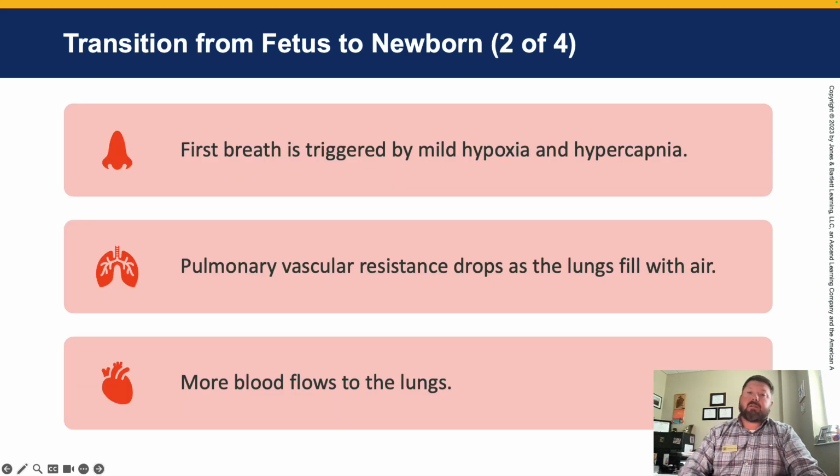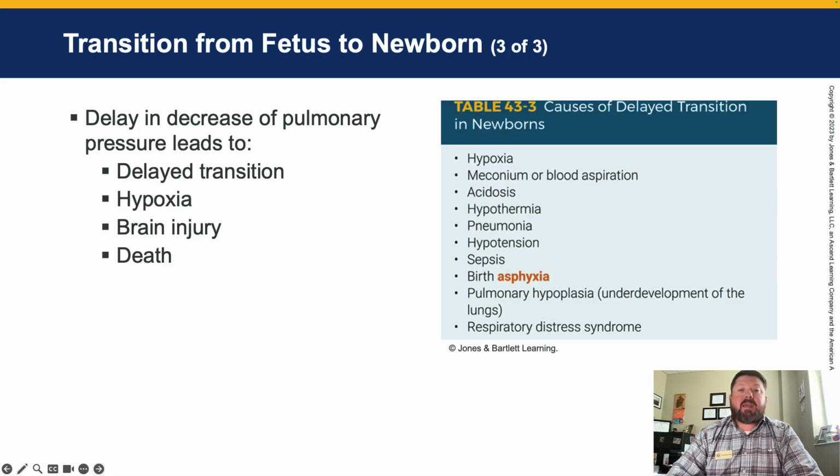So as the fetus is delivered, fetal transition occurs, enabling the newborn to breathe. The first breath is triggered by mild hypoxia and hypercapnia from partial occlusion of the umbilical cord during delivery. Tactile stimulation and cold stress promote early breathing. Pulmonary vascular resistance drops as the lungs fill with air and more blood flows to the lungs. Delays in the decrease of pulmonary pressure can lead to delayed transition, hypoxia, brain injury, or death.